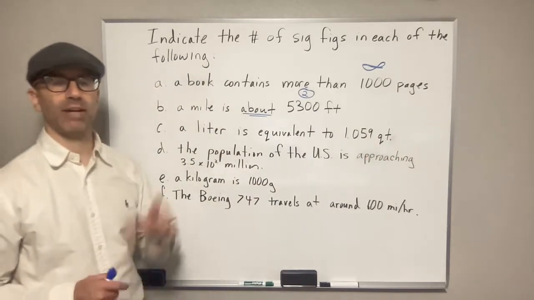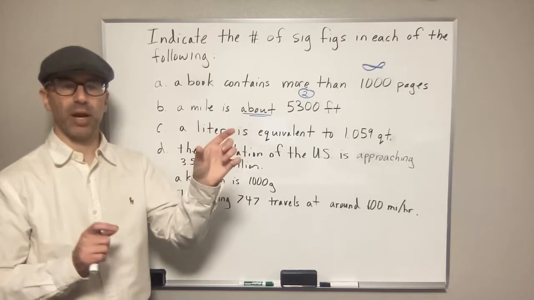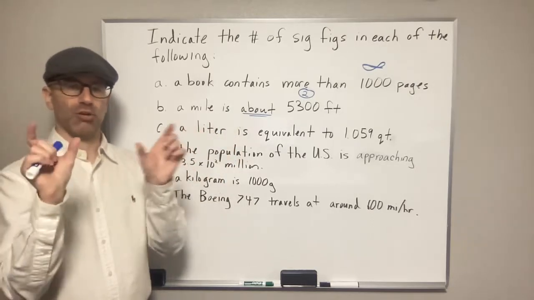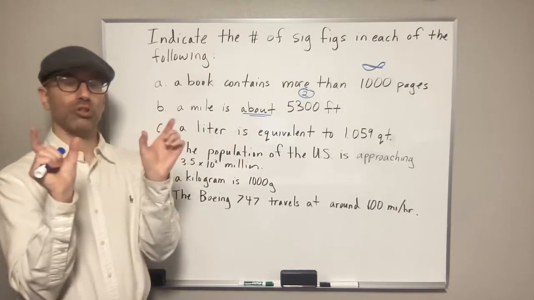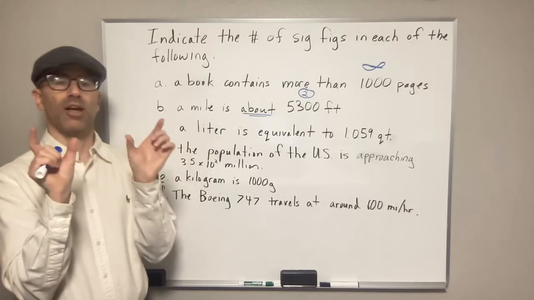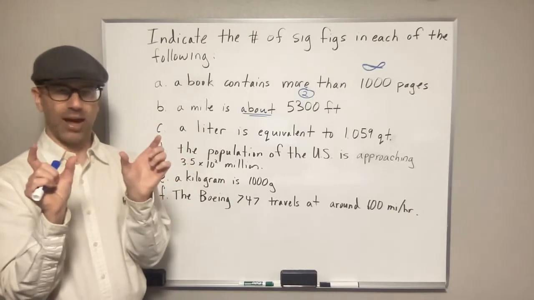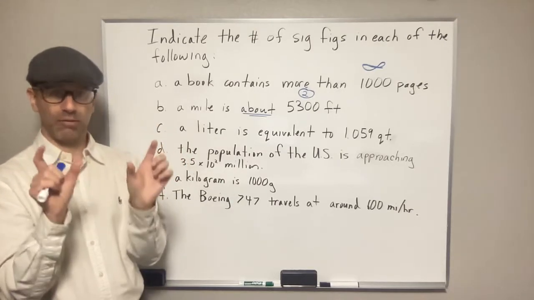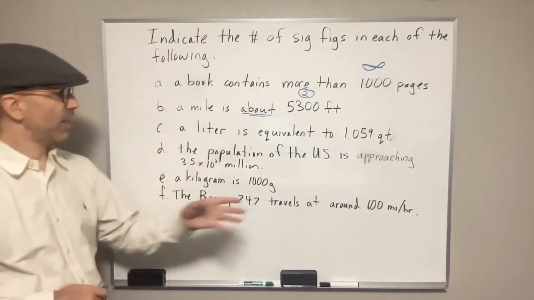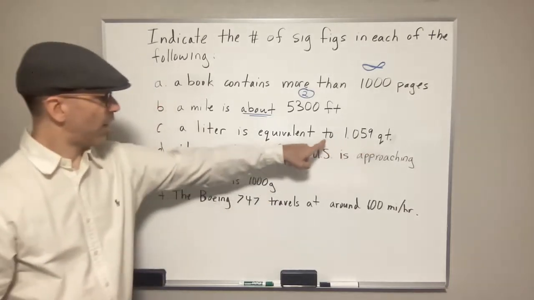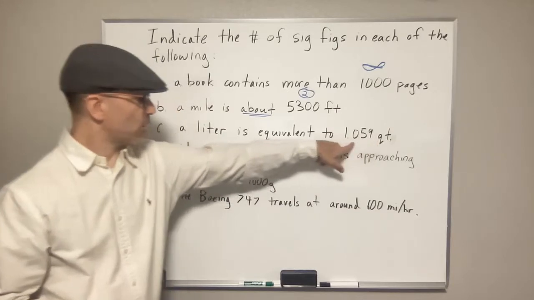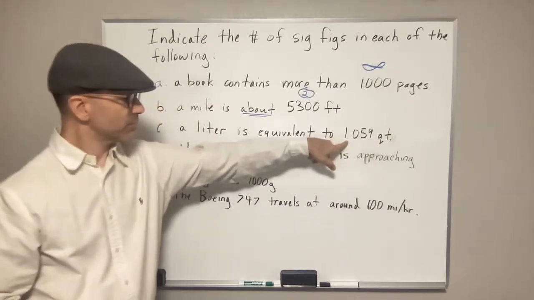Whenever you're comparing those two different systems, an English unit with a metric unit, you've got a measurement. It's not exact. So you need to count significant figures. So in this case, again, we have our measurement here.